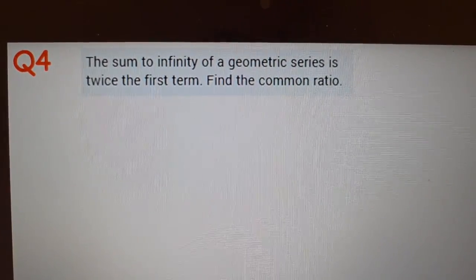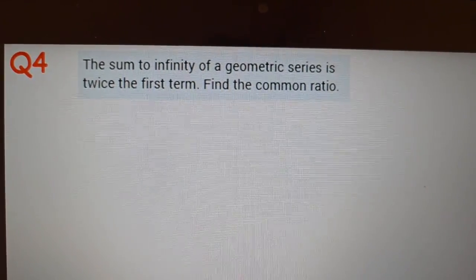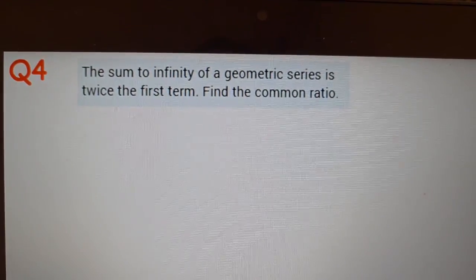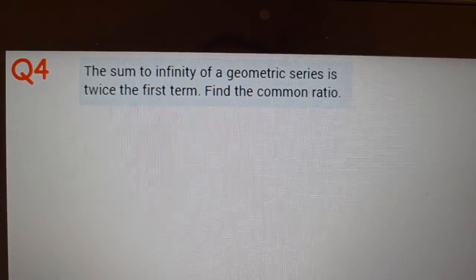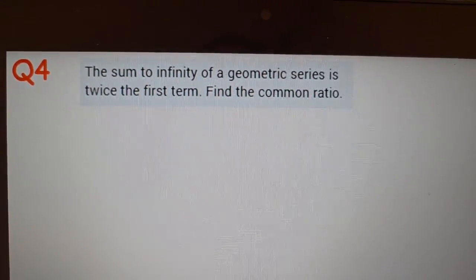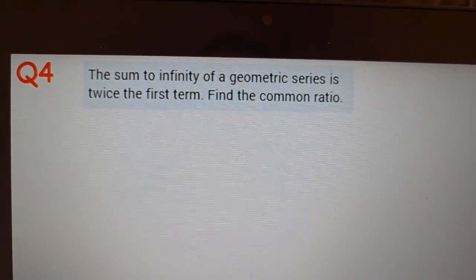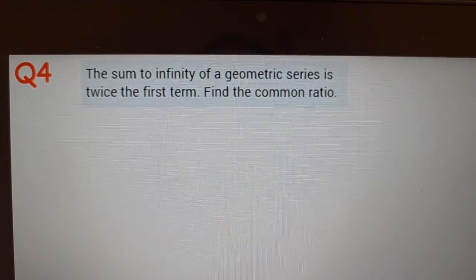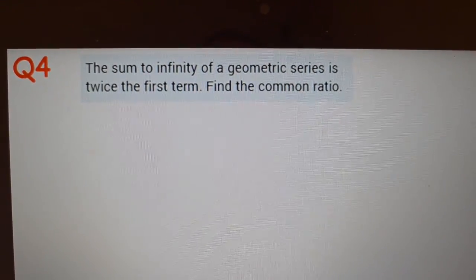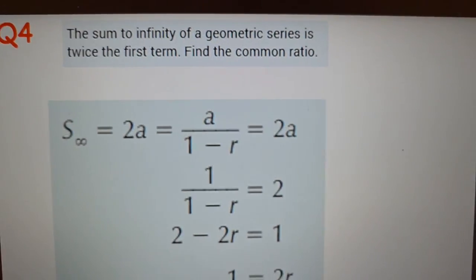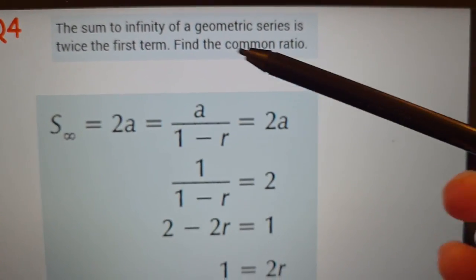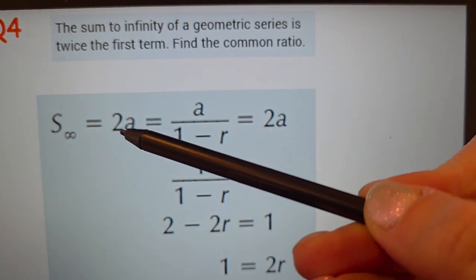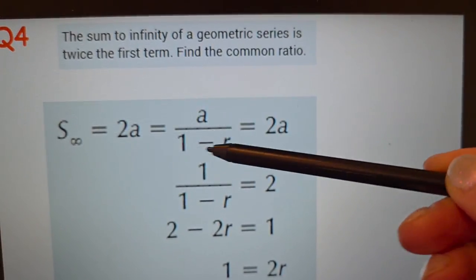Question 4, the sum to infinity of a geometric series is twice the first term. Find the common ratio R. Okay, so it's a geometric series. They were already after telling me that the sum to infinity is twice the first term. The first term in a geometric series is A. So therefore twice the first term would be 2A. And they were after saying that the sum to infinity equals 2A. So I'll put that down. There's my sum to infinity formula. That should equal 2 times the first term, so 2 times A. So I now have an equation.